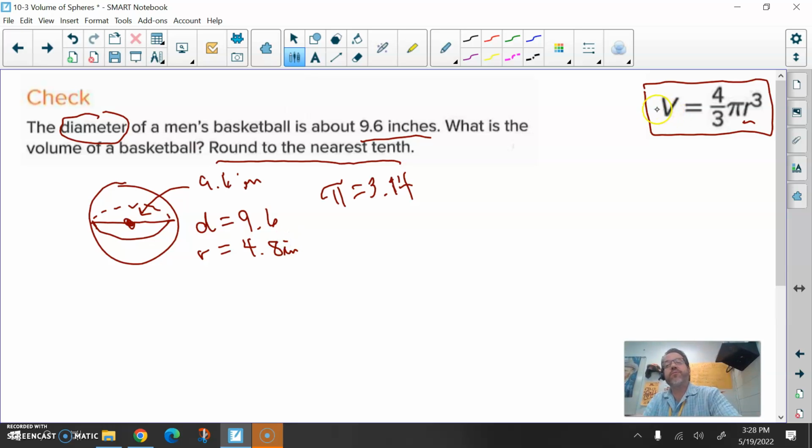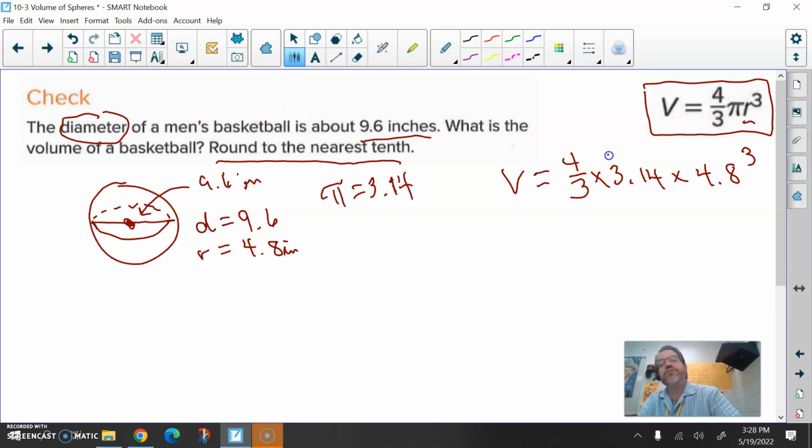I'll go back to my formula. Volume equals 4/3 pi r cubed. So I'm going to recopy that, but now I'm going to fill in the information here. Volume equals 4/3 times pi, which we know is 3.14, times the radius, which we found to be 4.8 cubed. All right, so now how do we do this using our calculators?